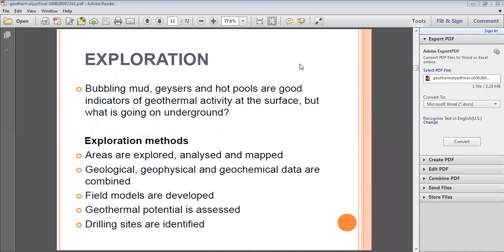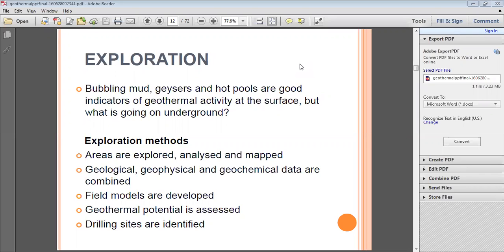So we were discussing geothermal power. What is the exploration around it? Bubbling mud, geysers, and hot pools are good indicators of geothermal activity at the surface. But what is going on underground? If we see bubbling mud, geysers, and hot pools, they are basically indicators of geothermal activity at the surface.